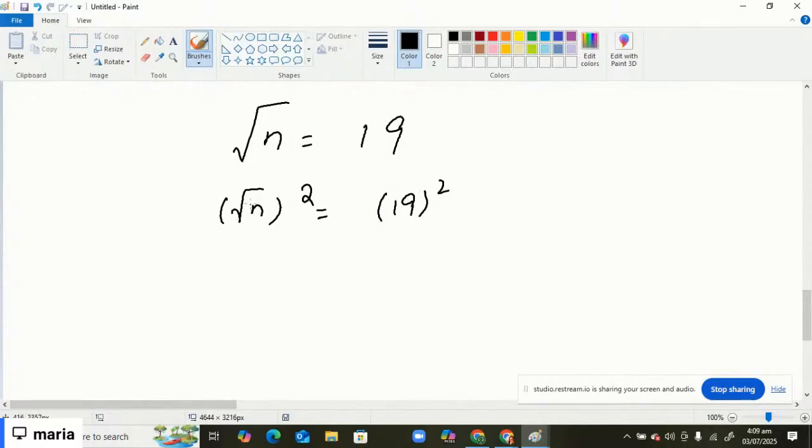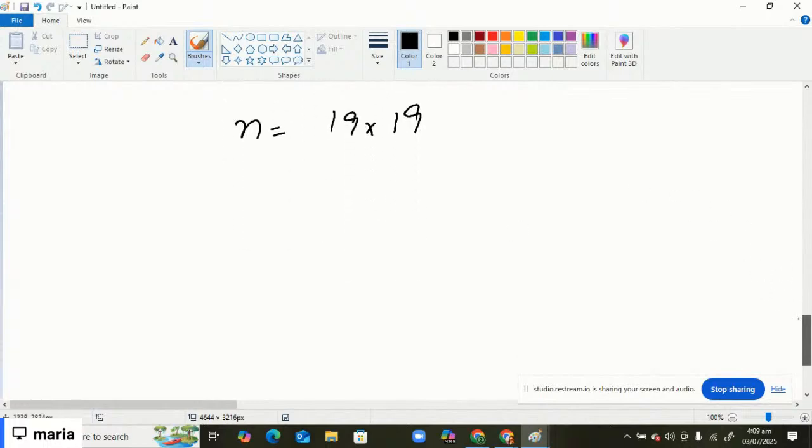Now 19, taking square. This should be cancelled, only n, and here is 19 times 19. Okay. Now what is the answer for 19 times 19? Just multiplying and then check.